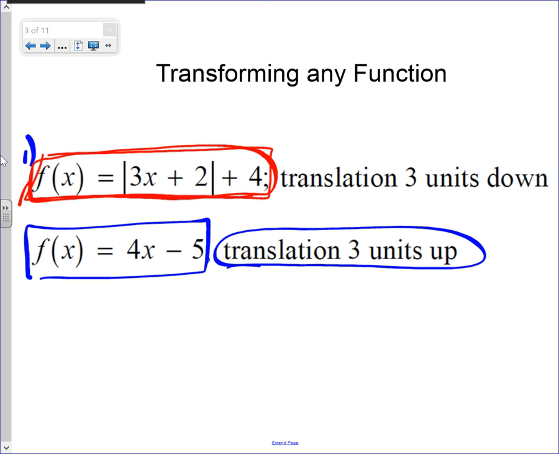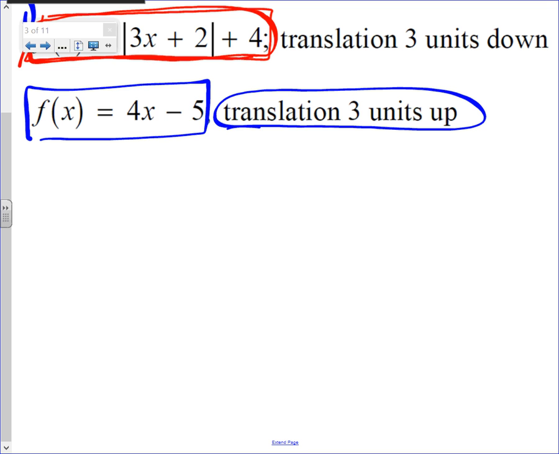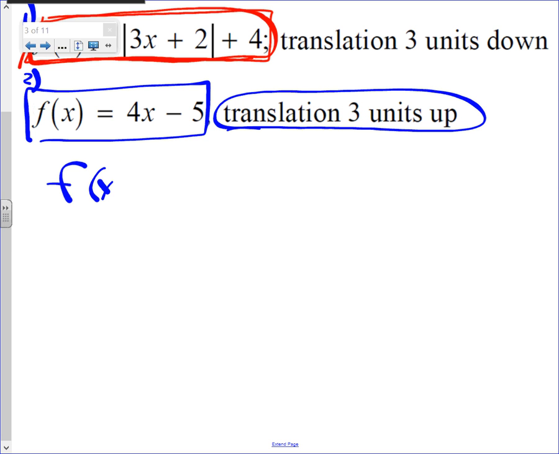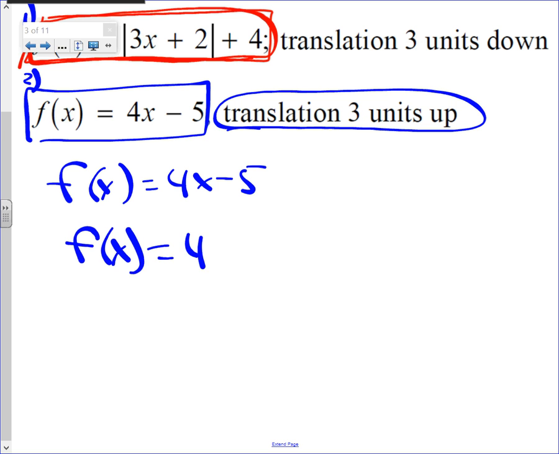There we are. So let me rewrite this function, the linear one. This is number 2, by the way. F of x equals 4x minus 5. Let's add a positive 3, a k value of positive 3. Watch this now. F of x then equals 4x minus 5, and let me put a plus 3. There's your positive 3. Translate it up.